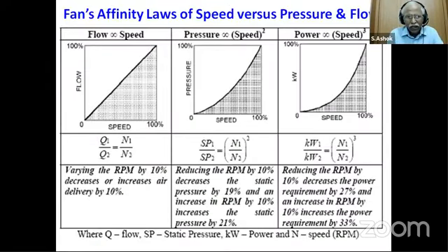By the fan affinity laws, the RPM decides the flow rate for a given AHU, and the same RPM decides the static pressure. The square of the RPM gives the static pressure of the blower, and the cube of the RPM gives the power input increase or decrease. When I reduce the RPM by 10% for a given blower, the flow reduces by 10%, whereas the static pressure reduces by 19%.